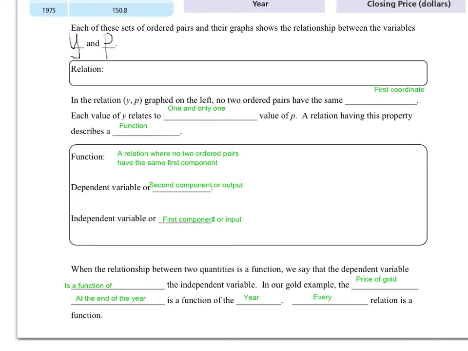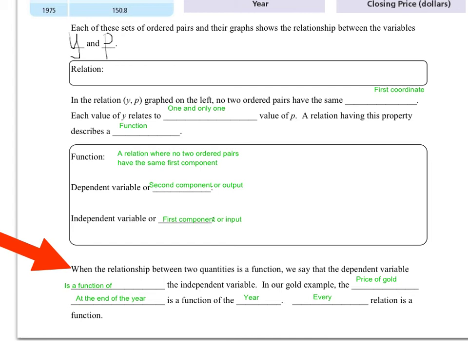Finally, if you look at the bottom down here, when the relationship between two quantities is a function, we say that the dependent variable is a function of the independent variable. In other words, the dependent one is depending on the other one. It is dependent on the independent variable. In our gold example, the price of gold at the end of the year is a function of the year. So the price of the gold is relying on the year. The price of the gold becomes the dependent variable, and the year is the independent variable.